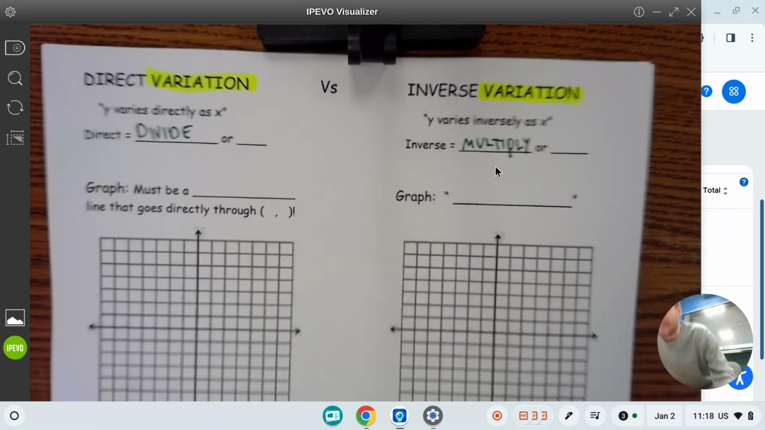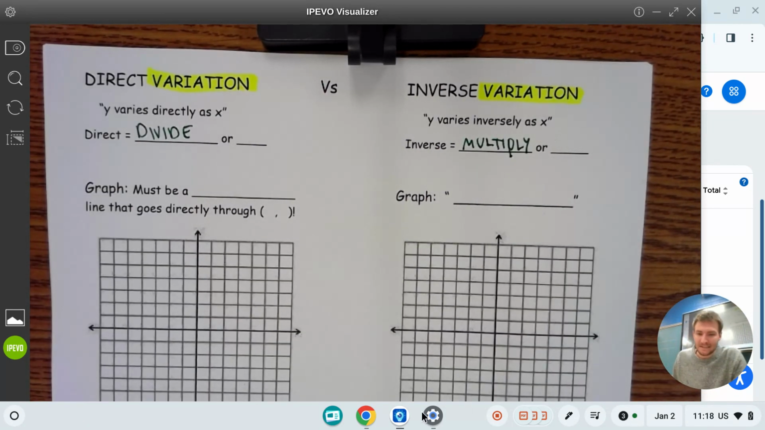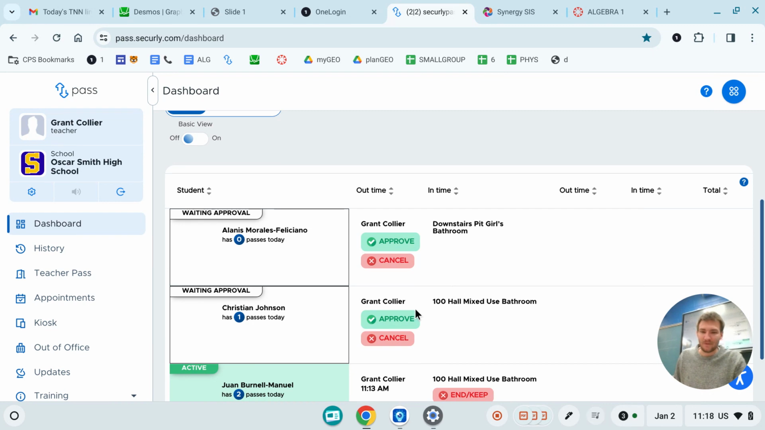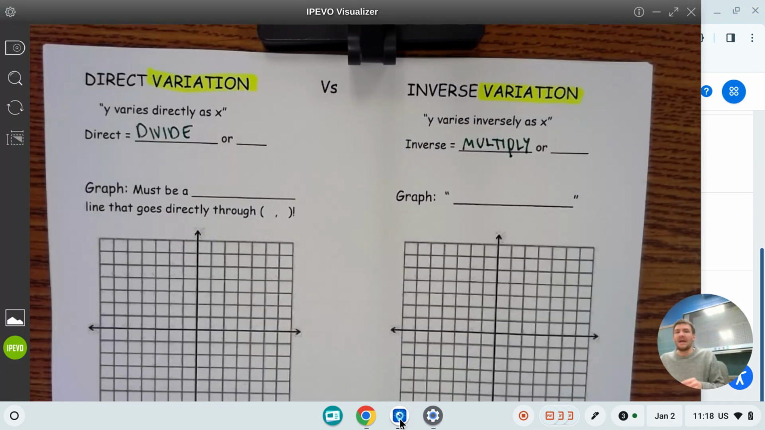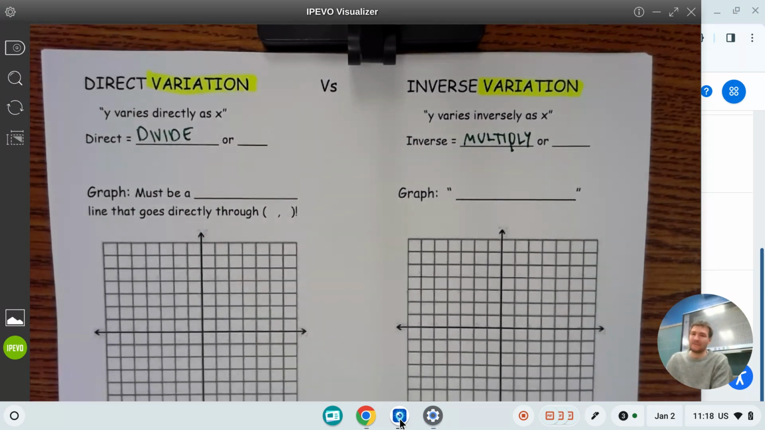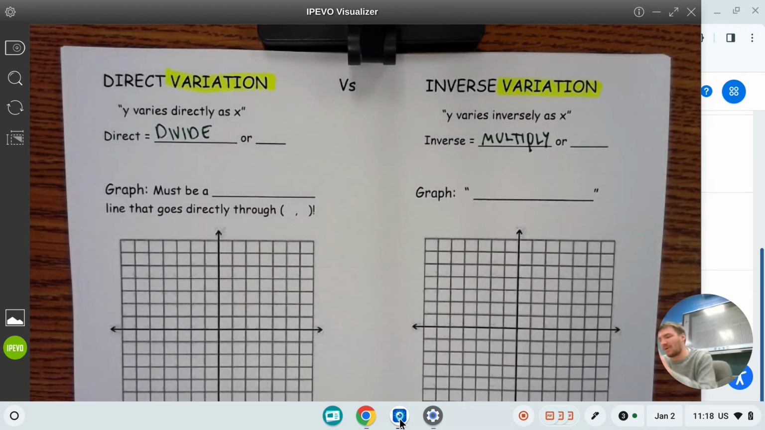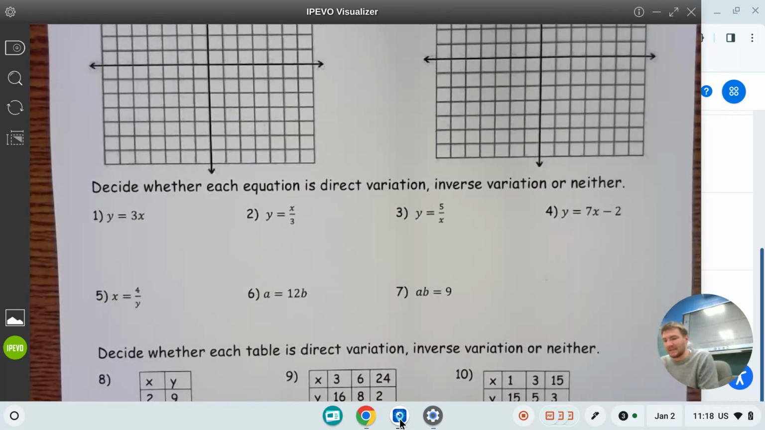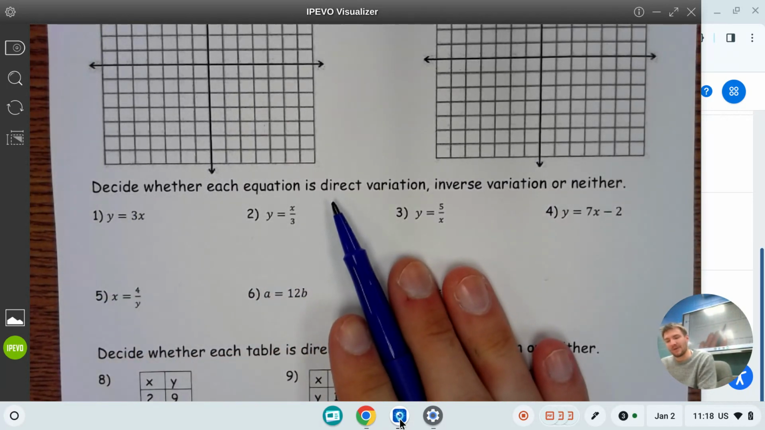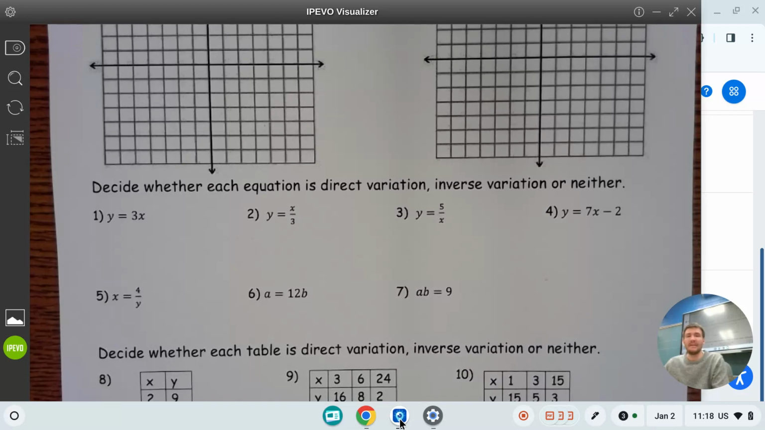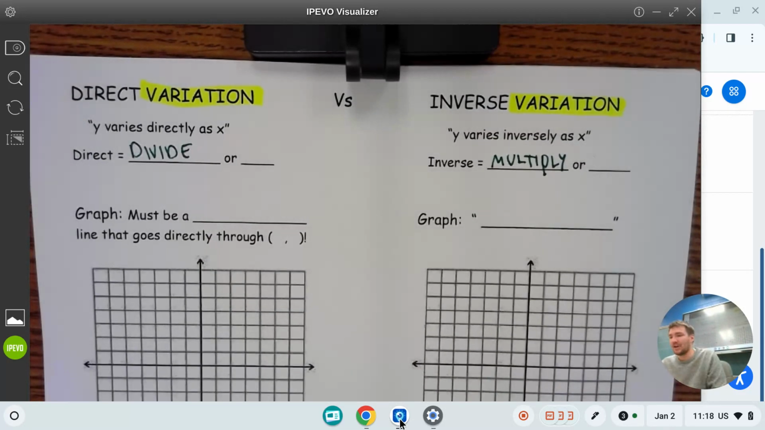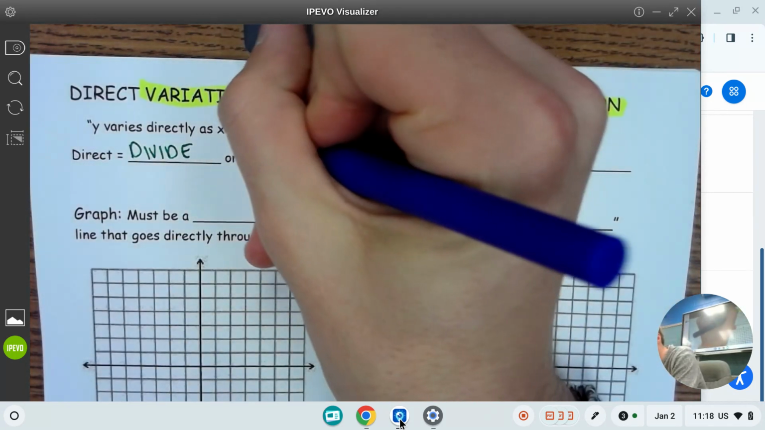So, we've got variation, direct and inverse. We have to tell the difference, okay? I'm going to give you a question. If you look at number 1, it says decide whether it is direct or inverse. So you got to know the difference. And the good news is they are very different. And so it really shouldn't be that hard to tell.